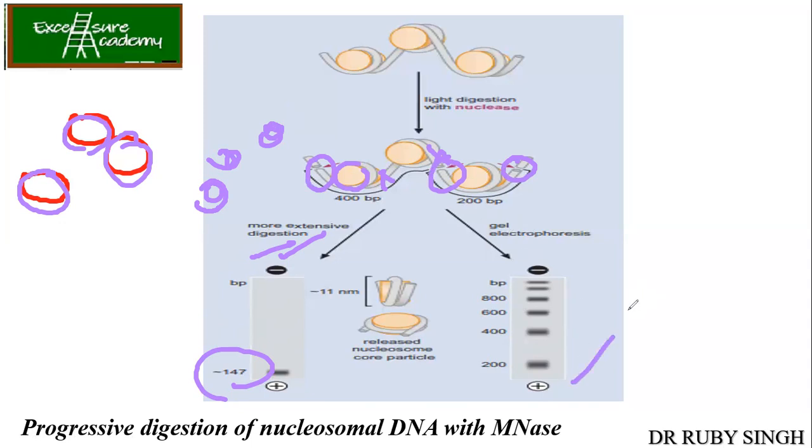So this experiment finally helped in understanding the length of the DNA which is wrapped around the nucleosome is near about 147 base pair, and the length of the linker DNA is ranging from 20 to 60 base pair depending on the species. Okay. So this was all about today's lecture.